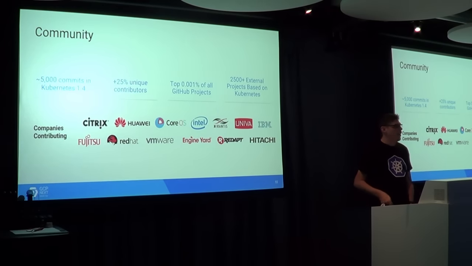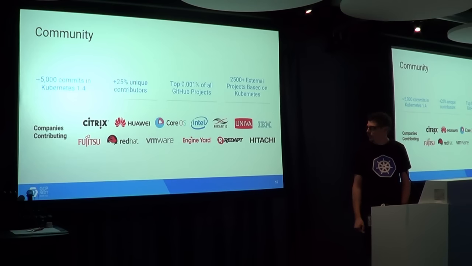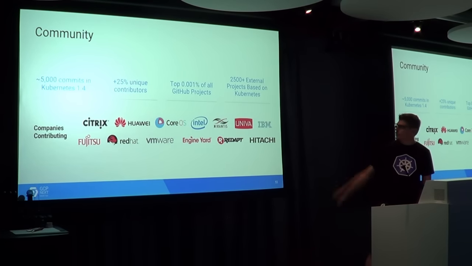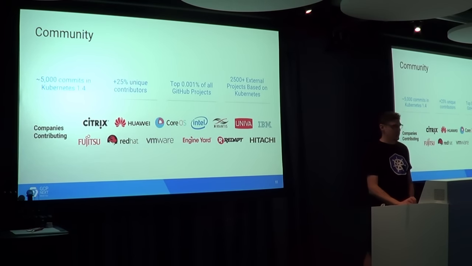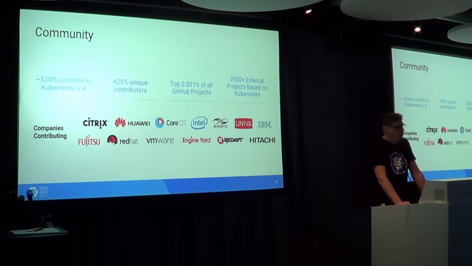There's over 5,000 commits in 1.4 from 25% more contributors than previously. People from operating system vendors, virtualization companies, people selling grid computing, everyone. It's really taken off a lot more than we would have hoped. It's number 1 or 2 on GitHub metrics for enthusiasm. It's a very calculated way that they figure that out. But it's also the base for a lot of other external projects, hosted versions and various other things.